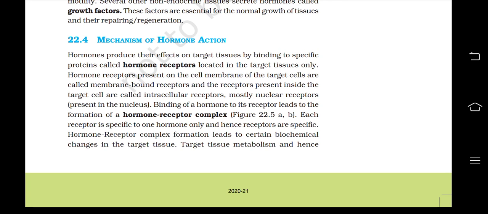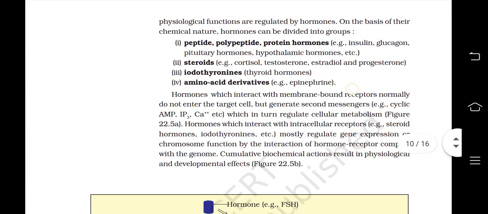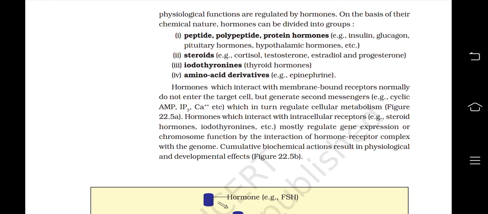Hormone-receptor complex formation leads to certain biochemical changes in the target tissue, target tissue metabolism, and hence physiological functions are regulated by hormones. On the basis of their chemical structure, hormones can be divided into groups. First, peptide, polypeptide, protein hormones, for example insulin, glucagon, pituitary hormone, hypothalamic hormone, etc. Second, steroids, for example cortisol, testosterone, estradiol, and progesterone. Third, iodothyronines, thyroid hormones. Fourth, amino acid derivatives, for example epinephrine.